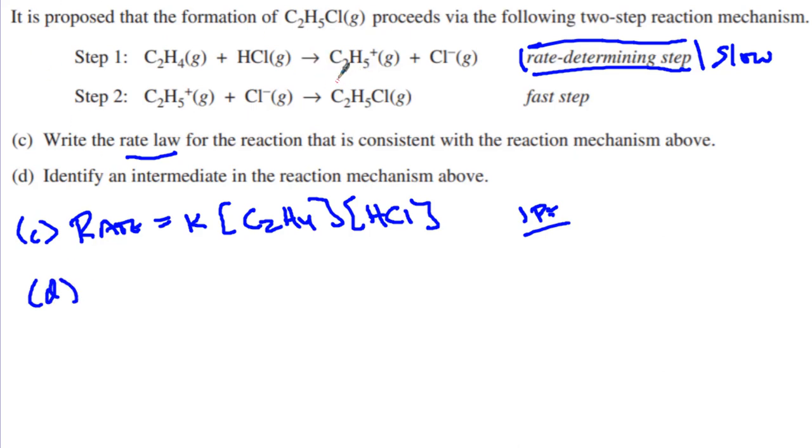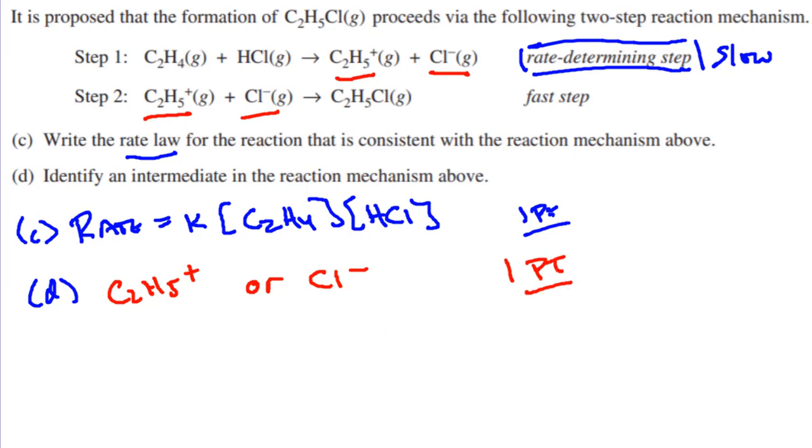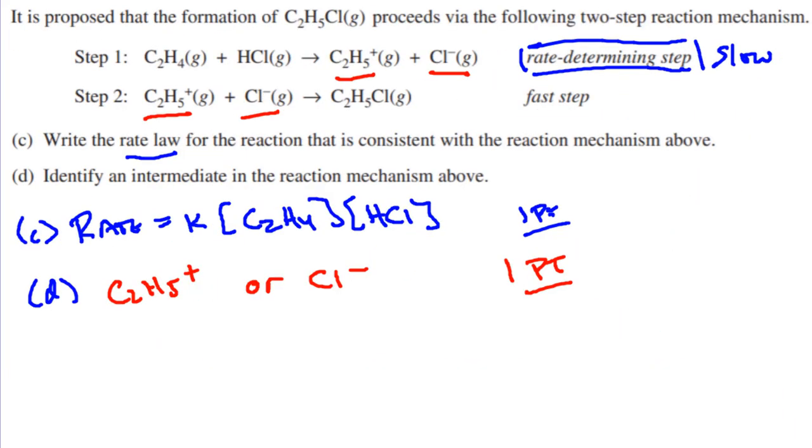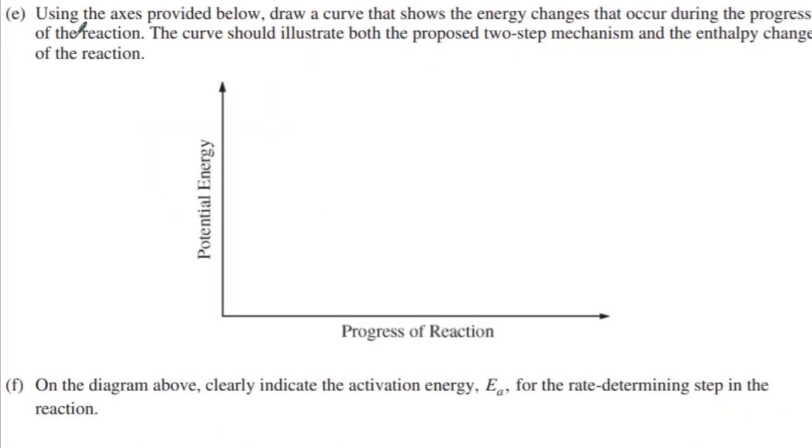D is asking for the intermediates. Intermediates are something that's produced and then used right away. So you could have used the C2H5+ or the Cl-, either one, and you only get 1 point for either of those 2 species. Okay, so right now A was worth 2 points, B was worth 1 point, C was worth 1 point, and D was worth 1 point.